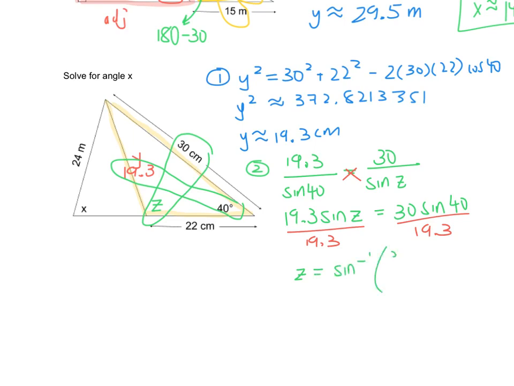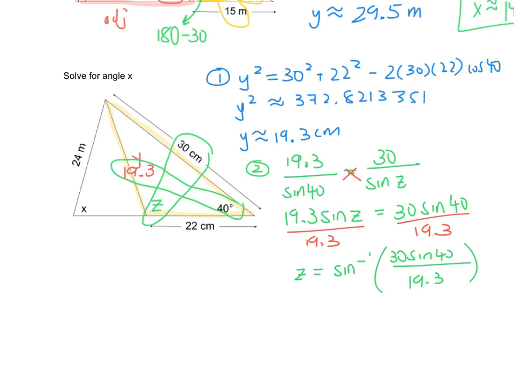So you can do it all at once in your calculator if you'd like, or do 30 times sine 40 divided by 19.3 first and then take the sine inverse. But make sure you don't lose any decimals, and again, be careful with your brackets. So I recommend that you try this in your calculator. So what I would do is 30 sine 40, and I press enter. Then I divide that by 19.3, and now I take sine inverse of my answer.